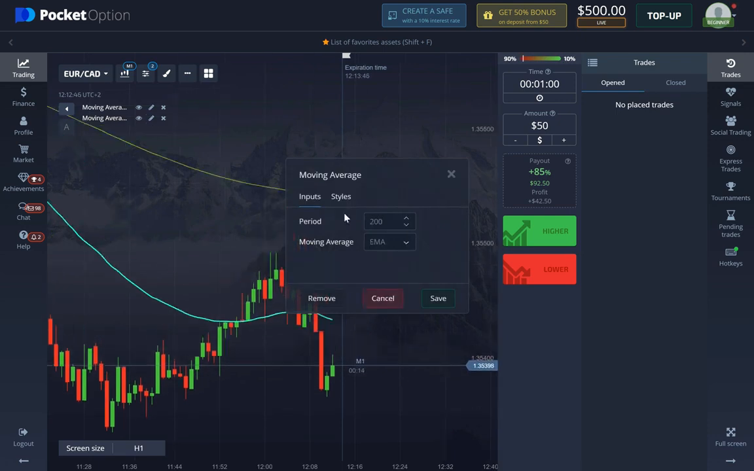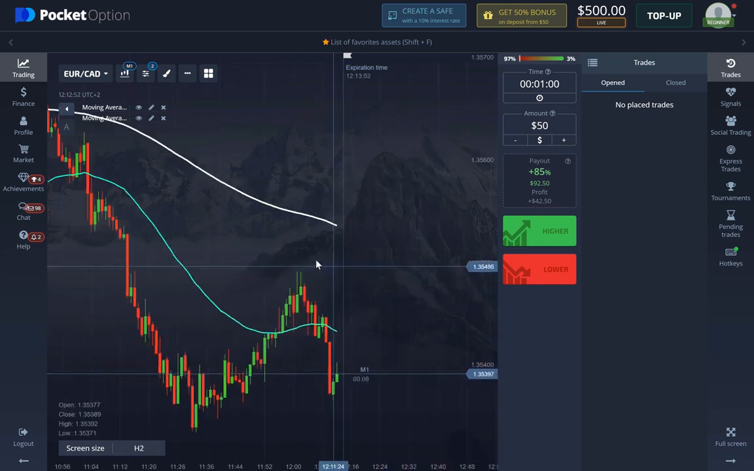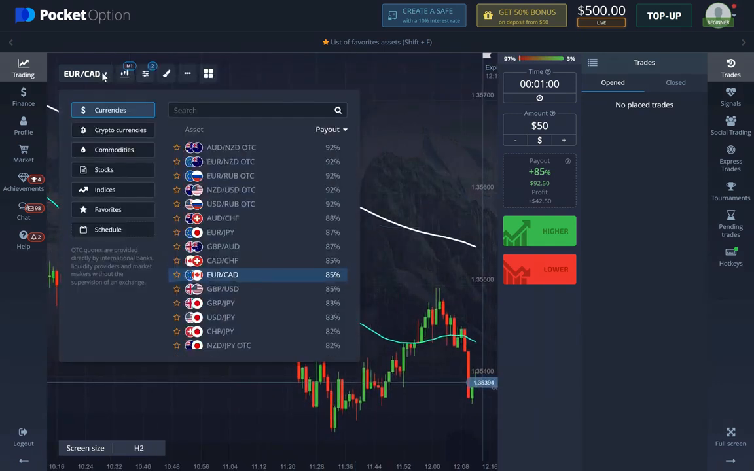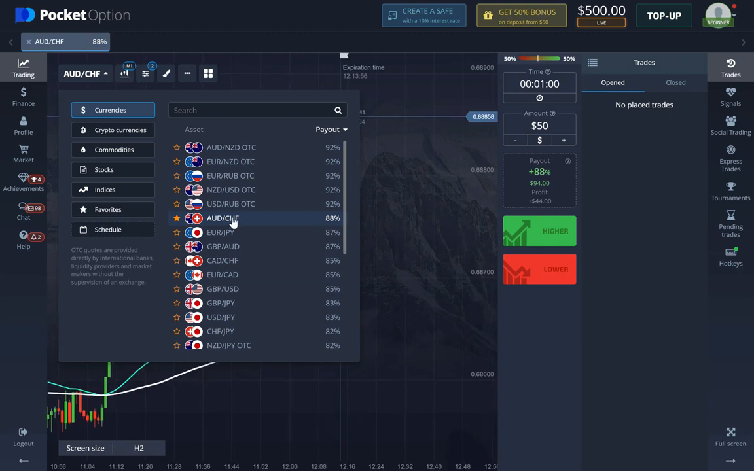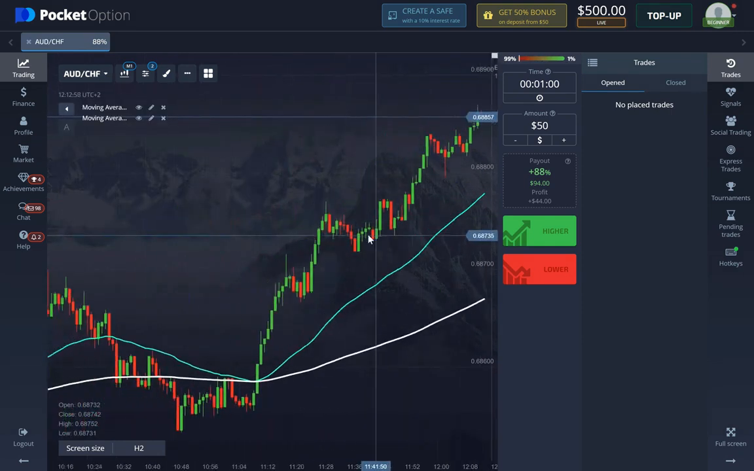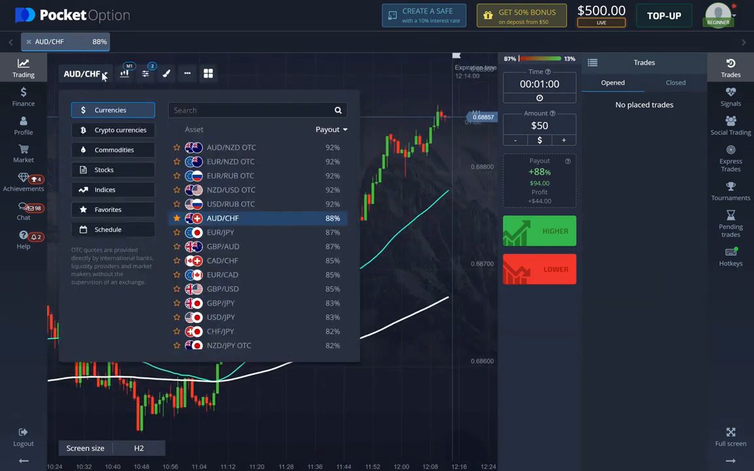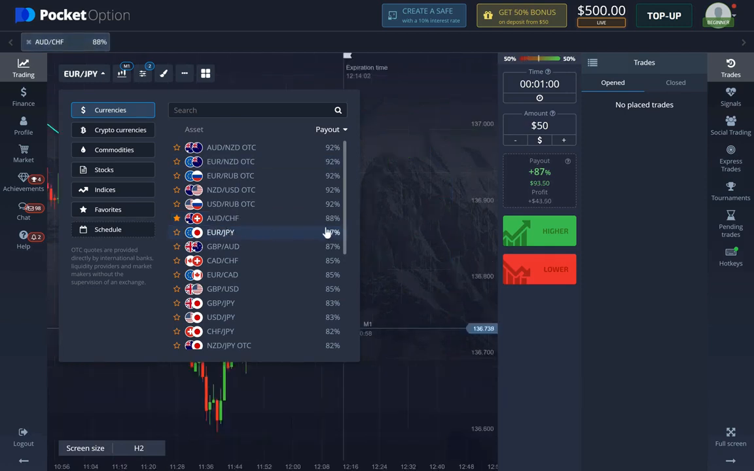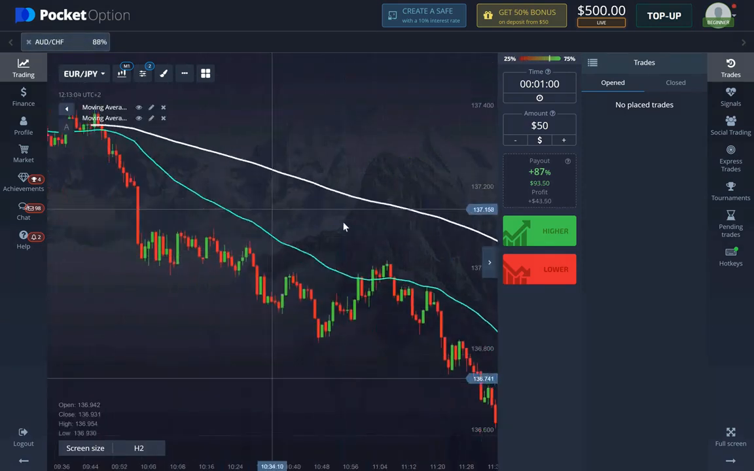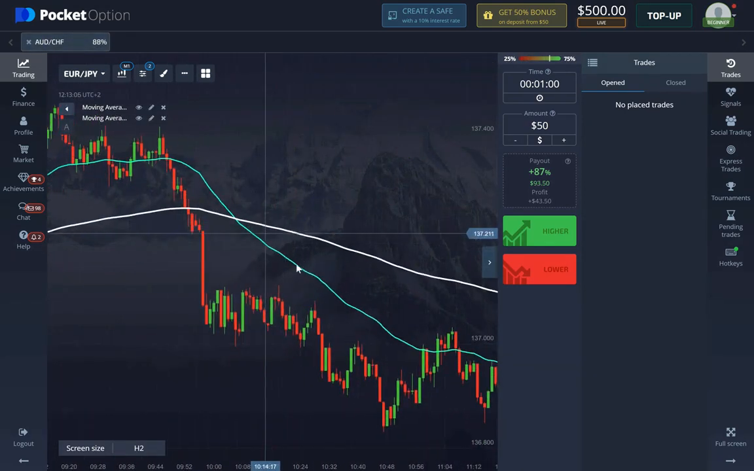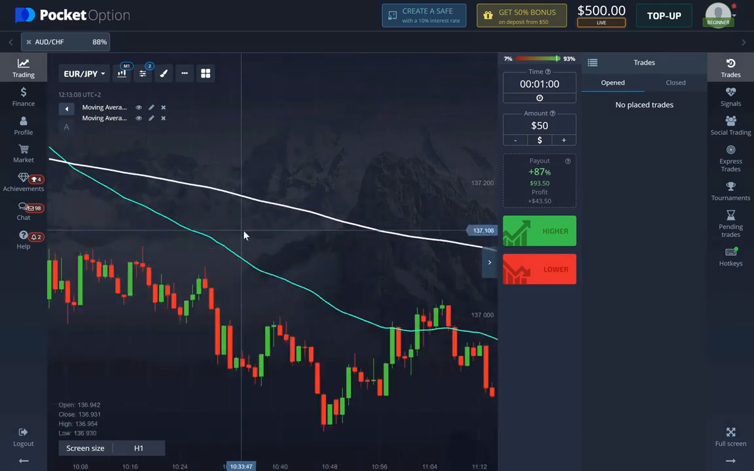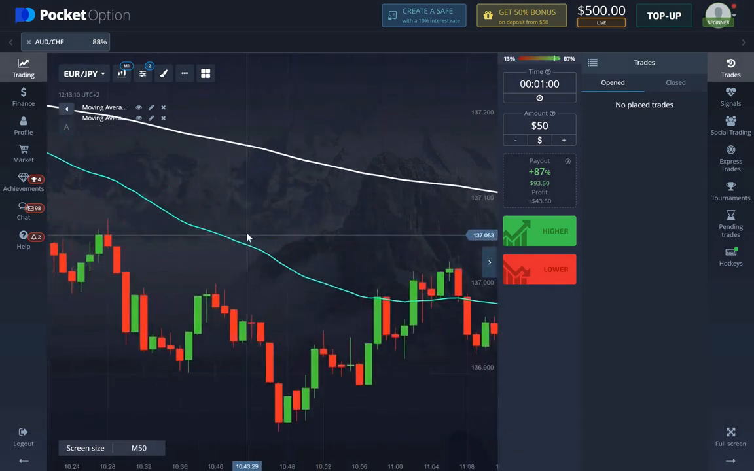This is going to be our trend indicator. We change the color to white and pixels to 3. This strategy really revolves around trading in the direction of the trend, but we're also going to be looking for the collision of the 50 EMA line with the candle body.